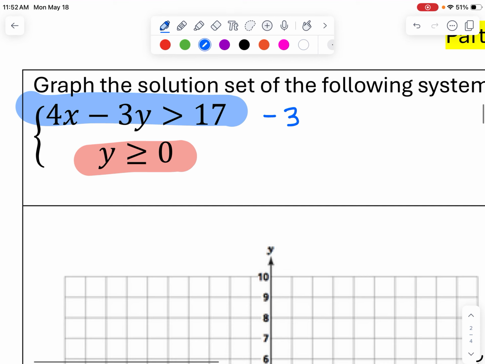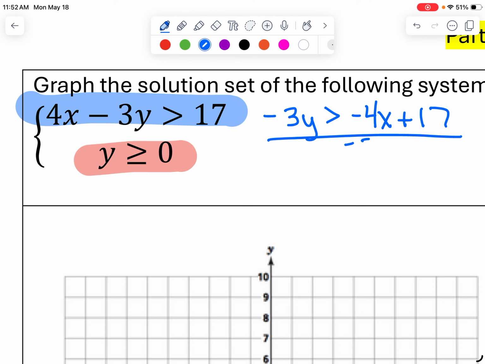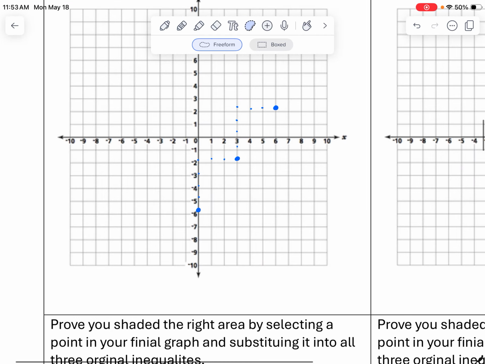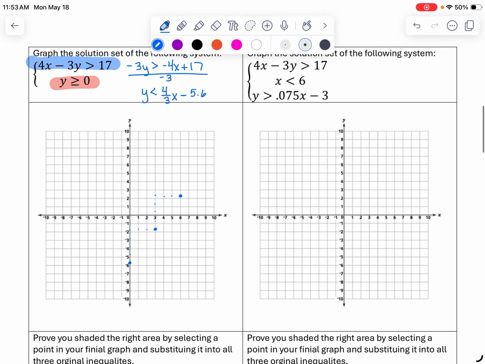So we get -3y, and we're going to carry that 4 over to the other side. You get -4x plus 17, divide by -3, flip my sign so I don't do it wrong again. y = 4 over 3 x minus 5.6. Sorry, that's kind of written silly. So go down to -5.6 and go up 4 over 3, up 4 over 3. That's good enough. I am now going to get my broken line tool because it was not equal to.